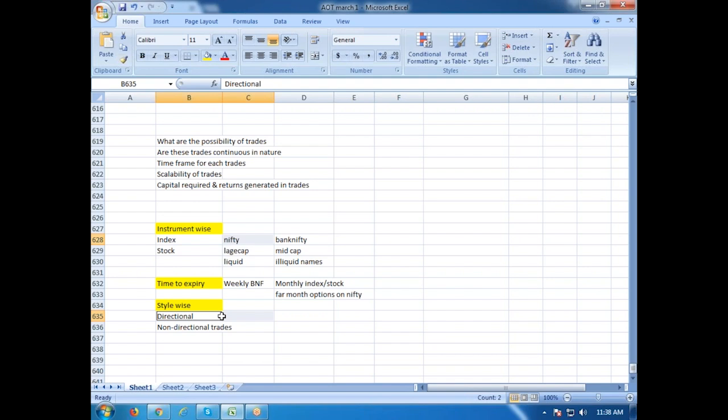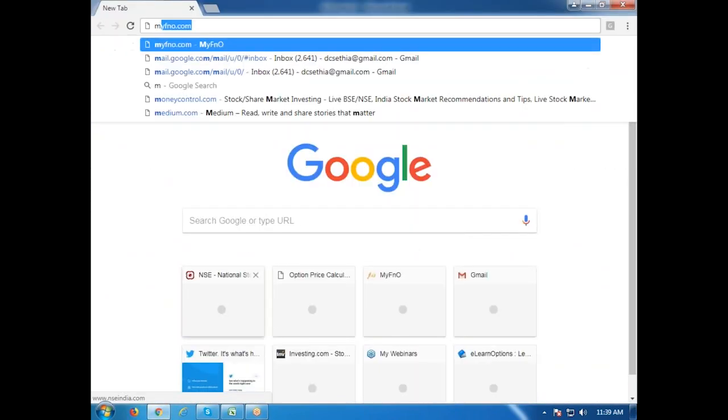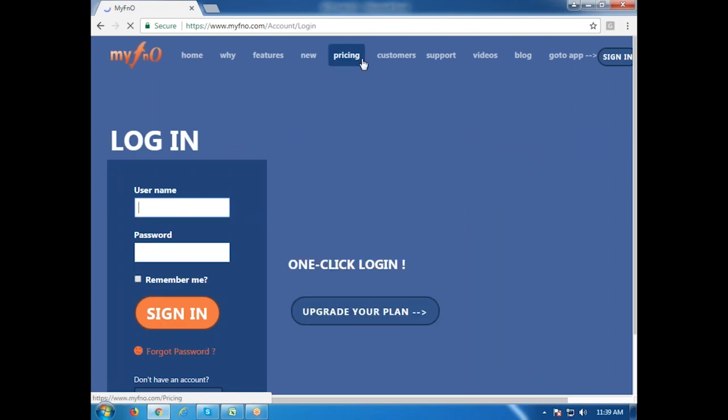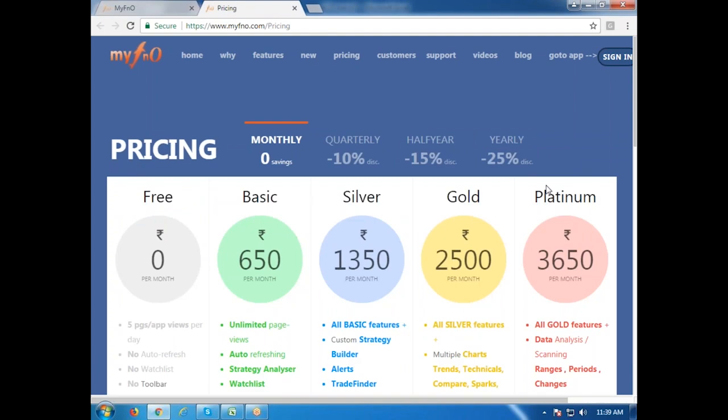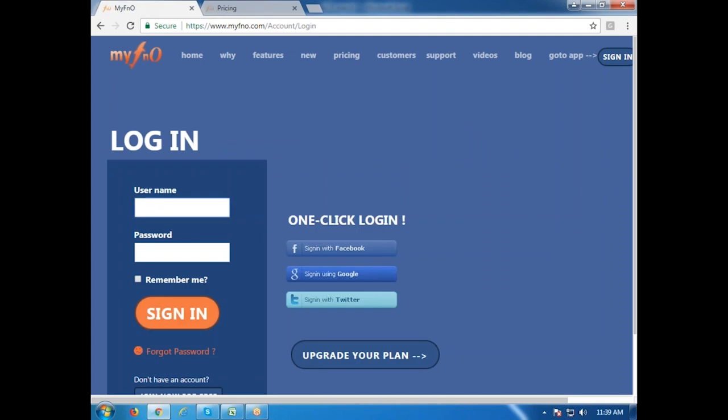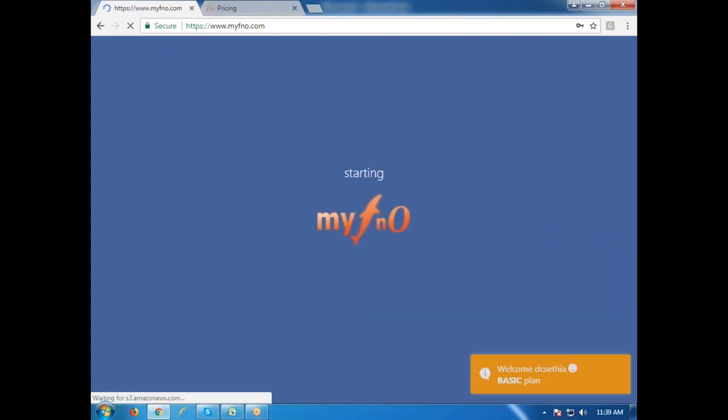So directional you need charts, non-directional you need volatility data. What is the volatility? What is not the volatility? So currently, let's say you are looking for a non-directional trade and you are looking for trades on the volatility historical data, historical IV data. I currently am using, as I mentioned, MyFNO. I have a basic version which costs me almost 6,000 a year. What I'm going to show you today is the basic version only.